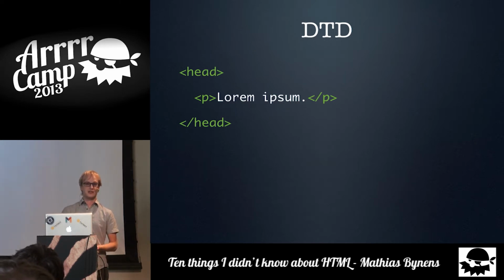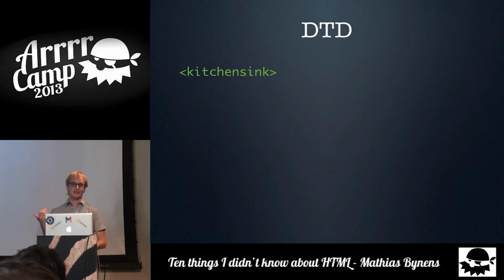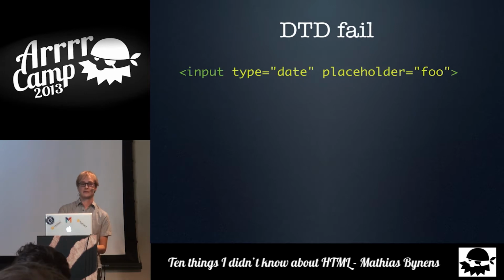Also, a DTD-based validator would be able to tell us that this is not valid HTML, because there is no kitchen sink element. So as you can see, a lot of common mistakes and typos maybe can be detected using nothing but DTD-based validation. However, it is unable to detect some more subtle validation errors, like the following.